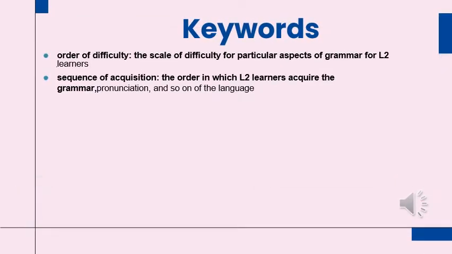Take a look at the keywords. First is the order of difficulty. This is a scale of difficulty for particular aspects of grammar for L2 learners. Second, sequence of acquisition, the order in which L2 learners acquire the grammar, pronunciation, and so on of the language.